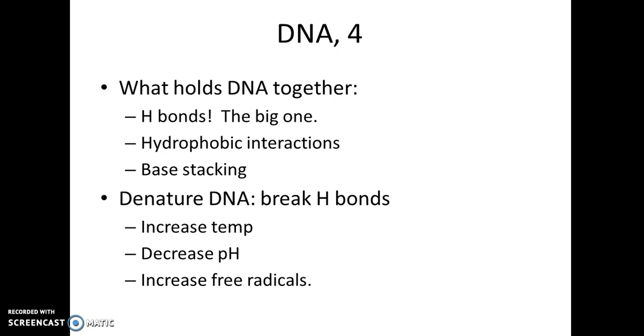How do we denature DNA? In order to denature DNA, you need to break the hydrogen bonds. And we have learned how to break hydrogen bonds. We increase the temperature so the hydrogens vibrate. We decrease the pH so the hydrogen ions are attracted to the partially negative ions. We also can increase free radicals so we can have the negative OH groups attracted to the positive hydrogens. So those are the ways that we can denature DNA.